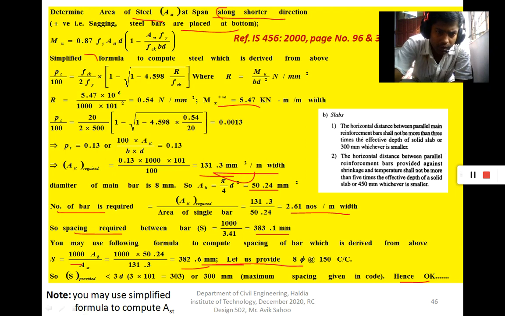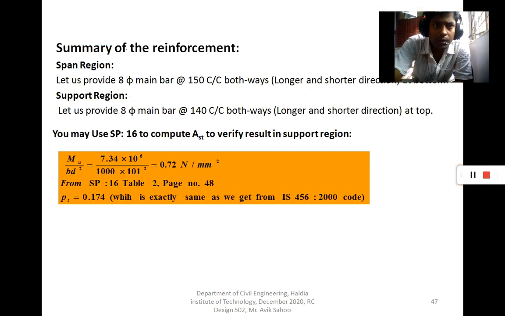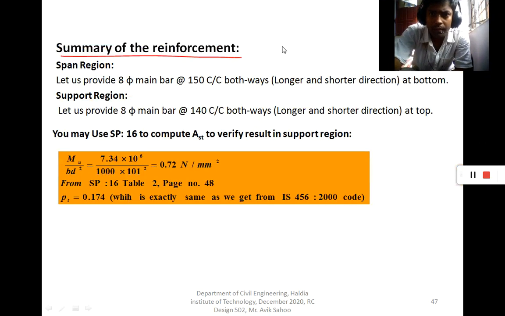You may use the simplified formula to compute the area of steel. So, the summary of reinforcement, this is very important. In the span region we provide 8.5 main bar at the rate of 150 center to center, both ways, meaning the longer and shorter. In both ways reinforcement is placed at the bottom.